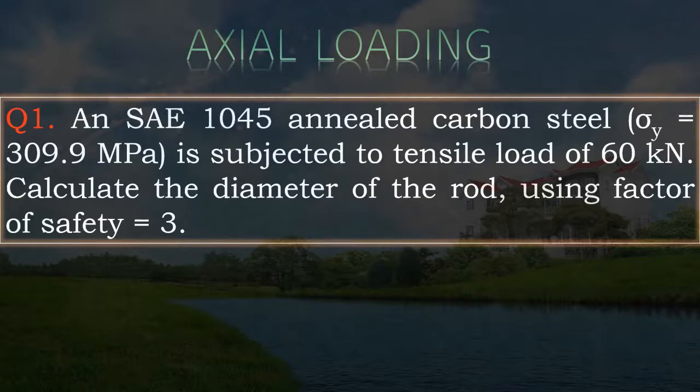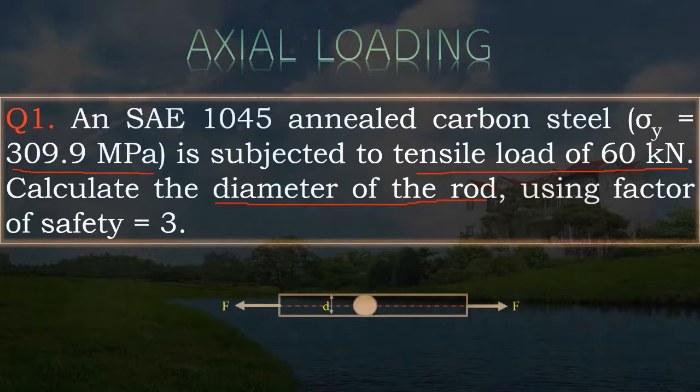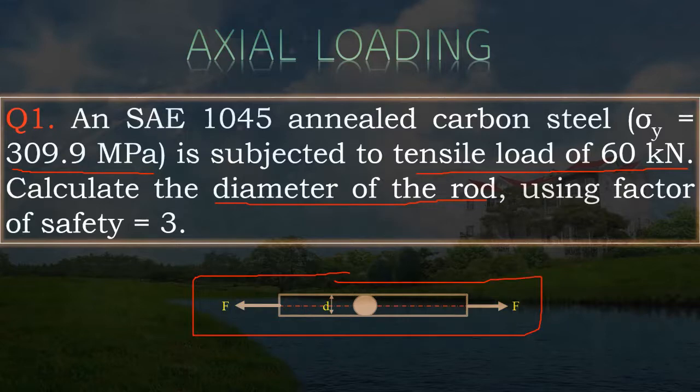So from the question, it is understood that the carbon steel with 309.9 megapascals yield stress is subjected to a tensile load of 60 kilonewtons. So it is understood that there is an axial tensile load of 60 kilonewtons. Also, since he is asking us to find the diameter of the rod, the cross section of the rod is circular. So this will be the probable diagram of this numerical. Let us start working on this numerical by listing the given data.